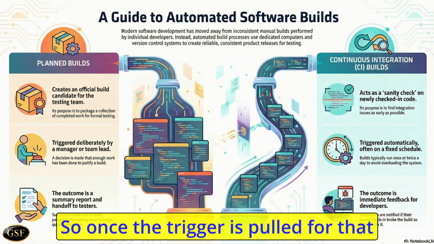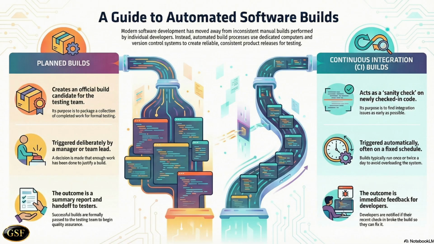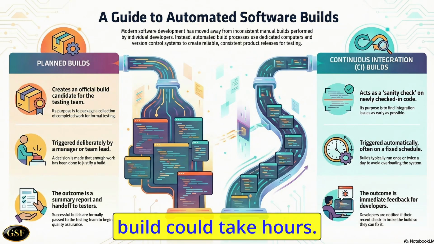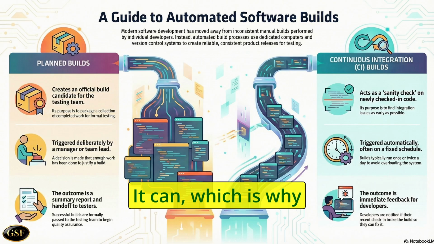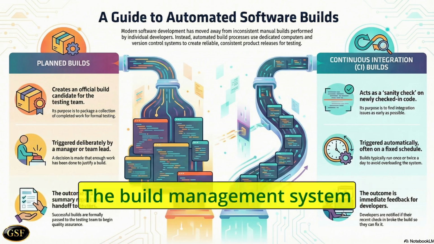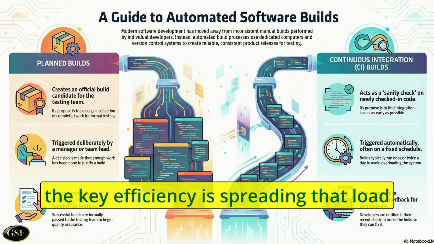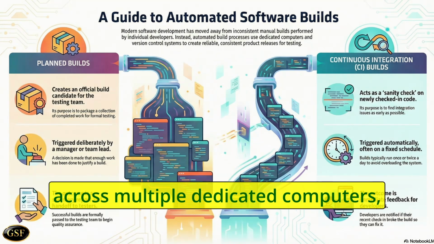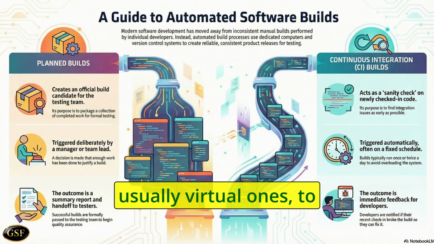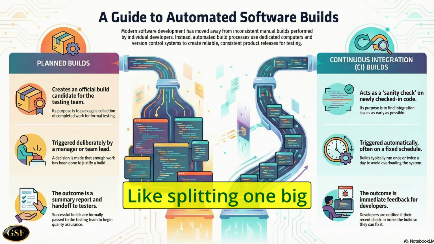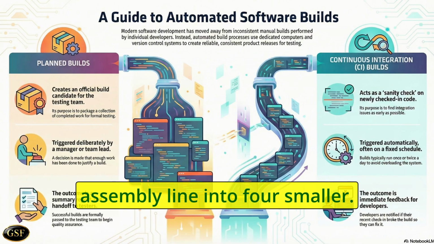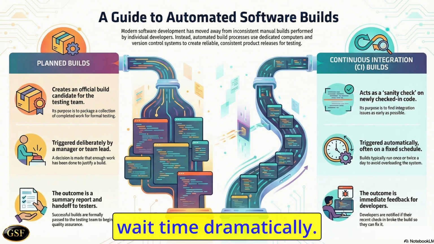So once the trigger's pulled for that big, high-stakes build, how does the system handle it? I imagine a full product build could take hours. It can, which is why modern systems use parallelism. The build management system pulls all the right files, and a key efficiency is spreading that load across multiple dedicated computers, usually virtual ones, to allow parallel processing, like splitting one big assembly line into 4 smaller, faster ones. Which cuts down the wait time dramatically.